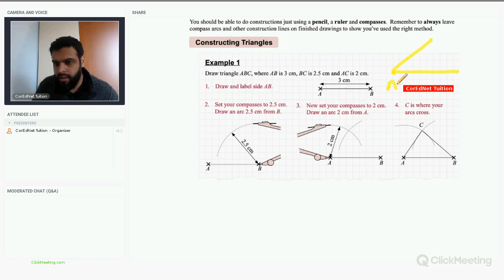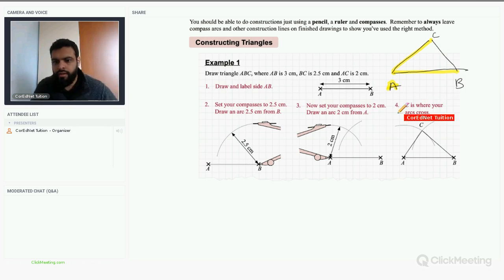So we've got A to B, that's your baseline. You've got your A to C, and you've got your B to C. So that's your triangle there, right? That's what you're going to imagine in your head before you start.